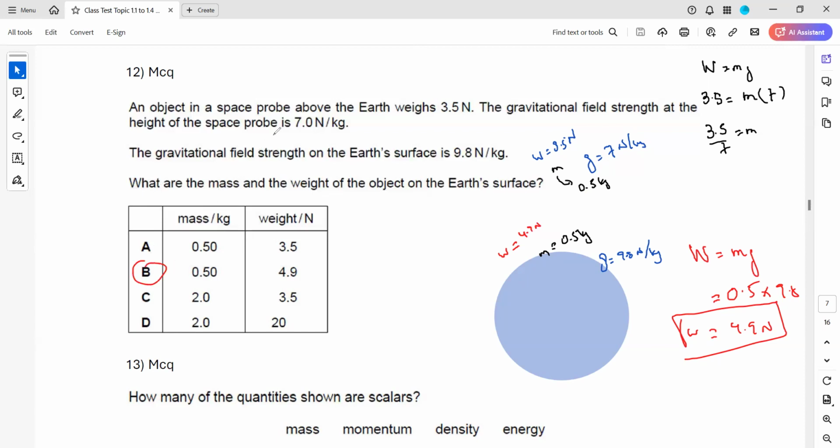So first we work out the mass in the space probe, and that mass will be the same as the mass on Earth. And the weight will change as the gravity is different. Gravity on the surface of the Earth is 9.8, so it will have a greater weight on the surface of the Earth as compared to a certain height above the Earth. Is it clear? Discussion? Yes, sir. Okay.